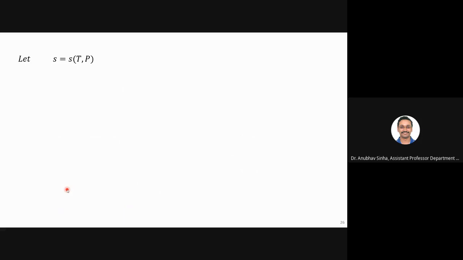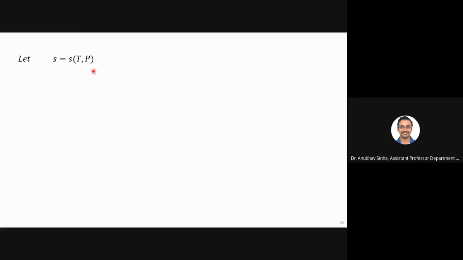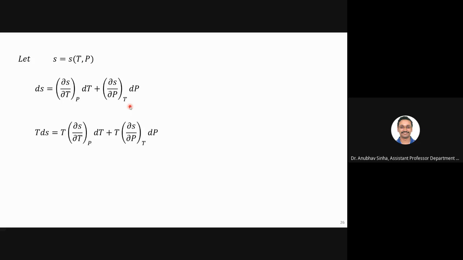Let us take another assumption. The last slide assumed that entropy is a function of temperature and volume. Now let us assume that for some process or under some condition, entropy is a function of temperature and pressure alone. Then in a similar fashion, ds can be expressed as (∂s/∂T) dT plus (∂s/∂P) dP, keeping pressure and temperature constant. Again we multiply by T, so TdS is equal to T times the first term plus T times the second term.